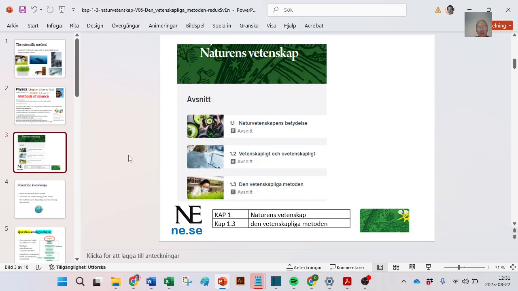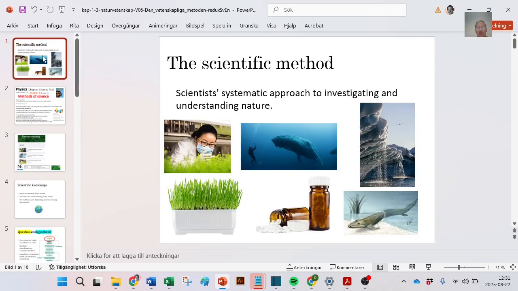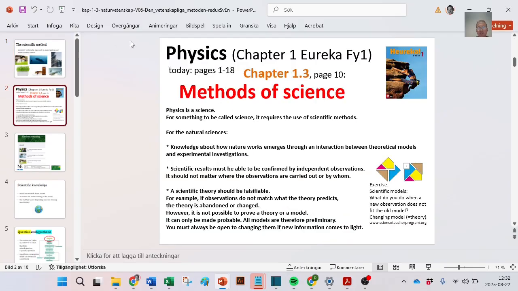And this time I will go over to English for variation, and try to talk this through in English. The scientific method is the scientist's systematic approach to investigate and understand nature. And as said before, the natural sciences are biology, physics, and chemistry. And if we go to physics, for example, this is from a physics book.